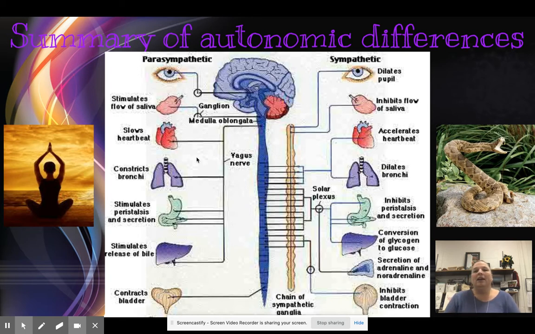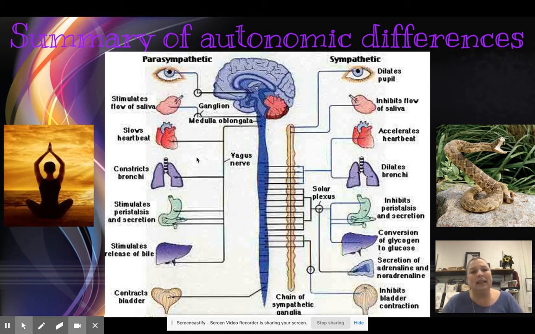That's why. It accelerates the heartbeat, of course. Your heart starts beating faster. Your bronchi dilate and your lungs start getting bigger and breathing heavier. You have secretion, all kinds of stuff. Your adrenaline and noradrenaline start to secrete, all those chemicals in your brain that make you ready to react. And it inhibits bladder contraction, actually.